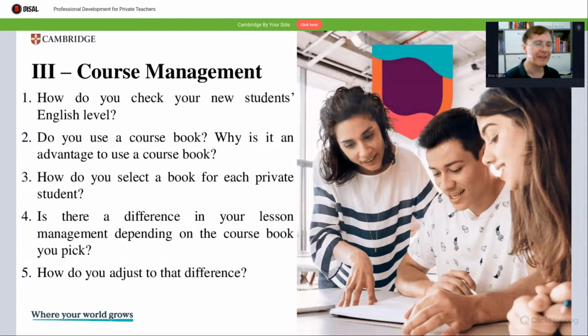Okie dokie. So there we go. Let's move on and talk about course management. So now it's more focused, not only teaching in general, but focused on your lessons, how you manage your lessons. This time we have 5 questions, but it's still 1 minute. So read them silently, reflect on the answers, see if you have a clear answer to all of the 5.